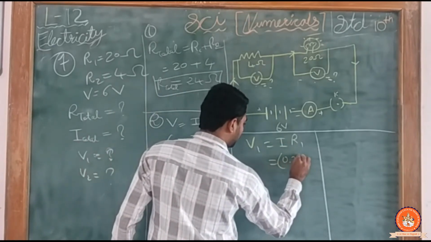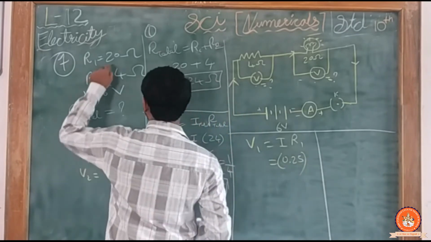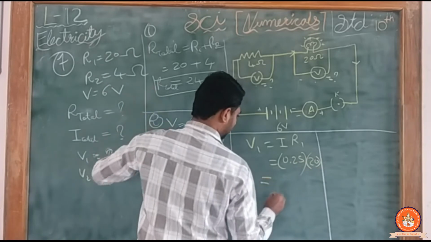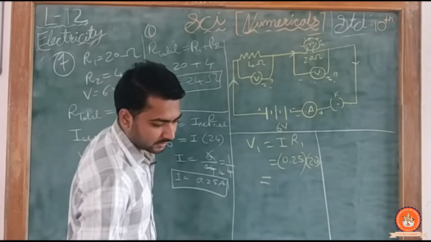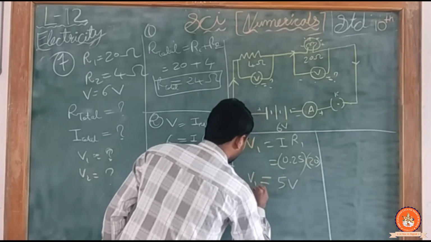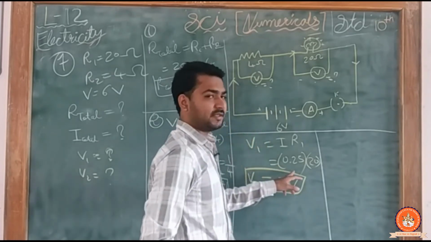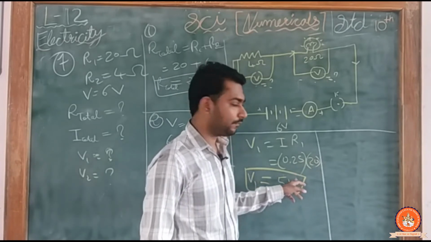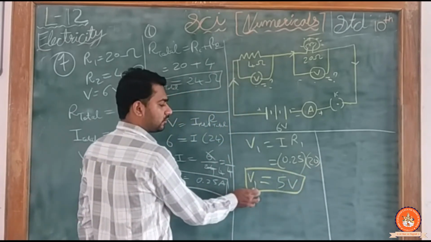So I will write 0.25 ampere. Resistance R1, that is 20. Clear? Now after solving this, we get the voltage 5 volt. This is simple basic multiplication, that you know very well how to multiply. Okay, so I will get V1 is equal to 5 volt.